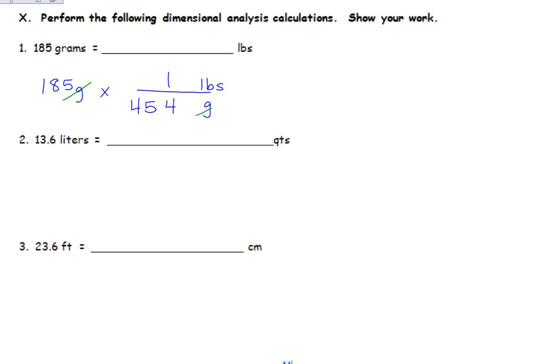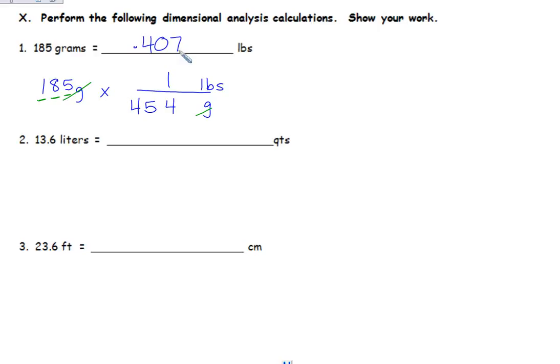So you just plug this in your calculator and you only have to leave the first 3 figures. So this was 1, 2, 3. So I'm just going to leave 0.407.